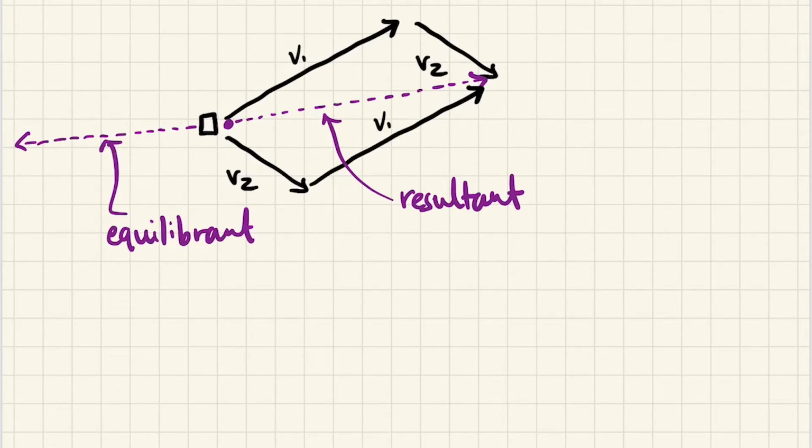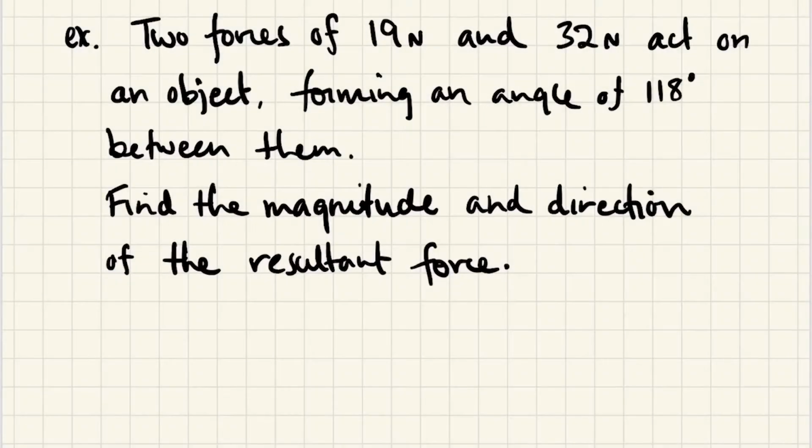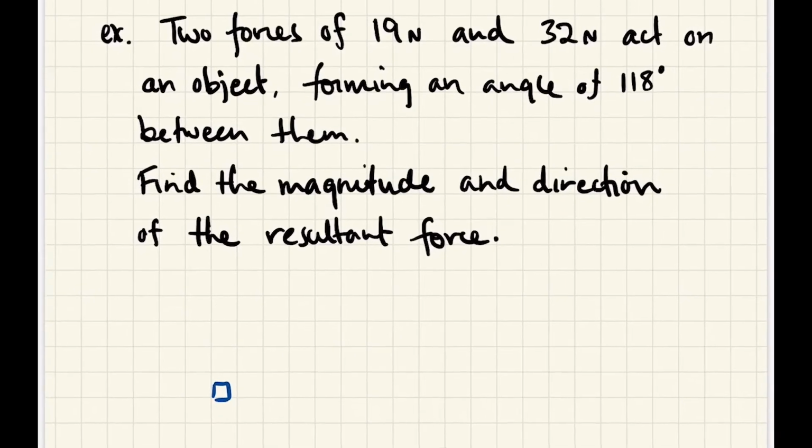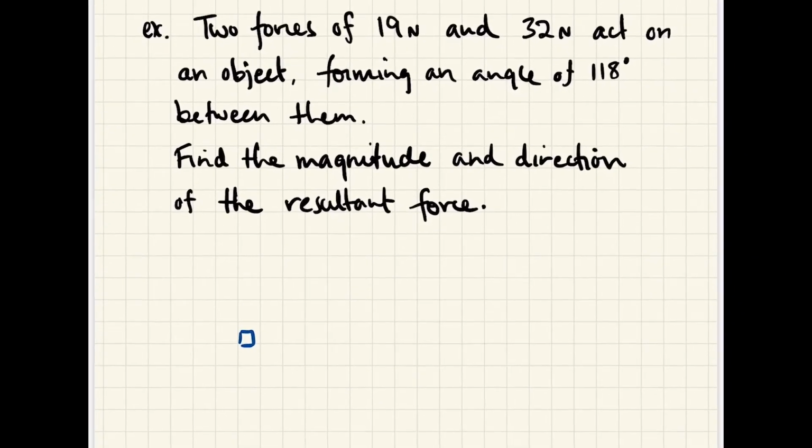All right, so let's look at some examples. Here we have an object with two different forces acting on it, and we are interested in the magnitude and direction of the resultant. So let's draw a quick diagram. We have, say, our object here, and there's a 19 Newton force.